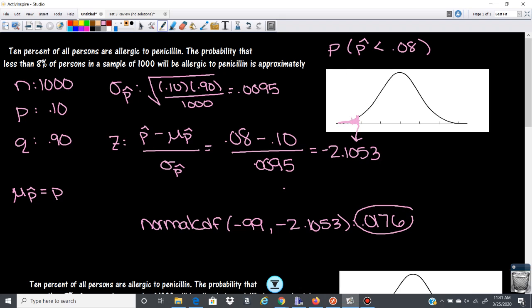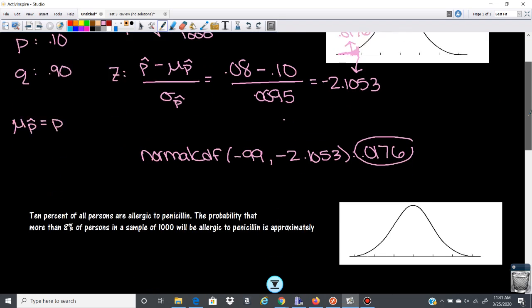Okay, so that's this value here, that area, 0.0176. And what that tells us is the probability that less than 8% of people in this particular sample are allergic to penicillin. So 0.017, that's roughly 1.7% or roughly 2% of people in this sample size are allergic to penicillin, or less than that many.